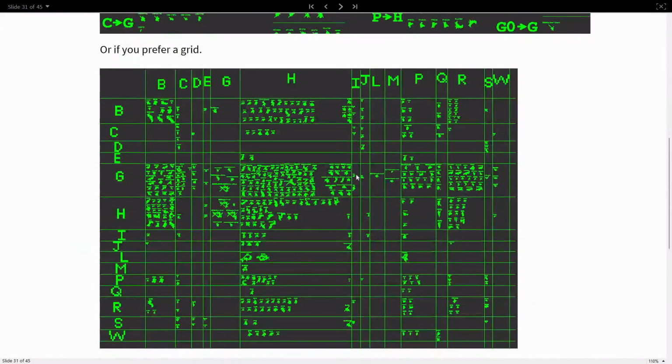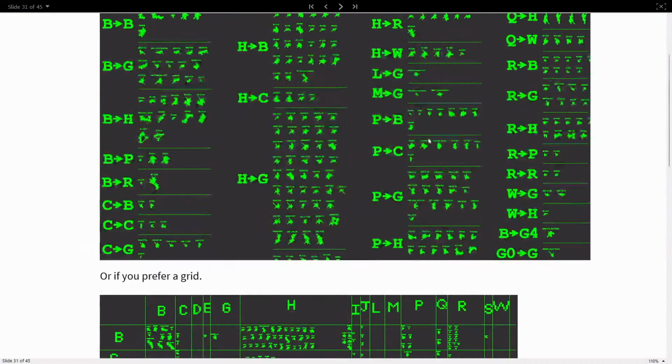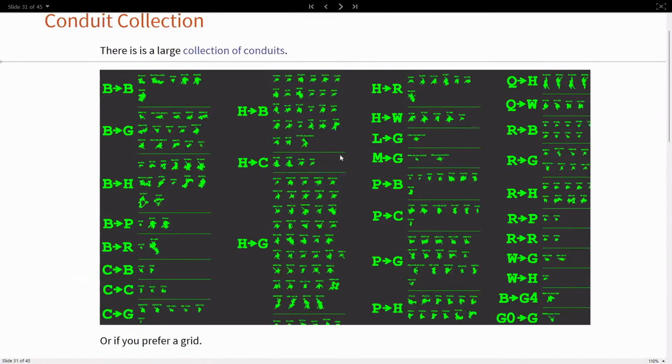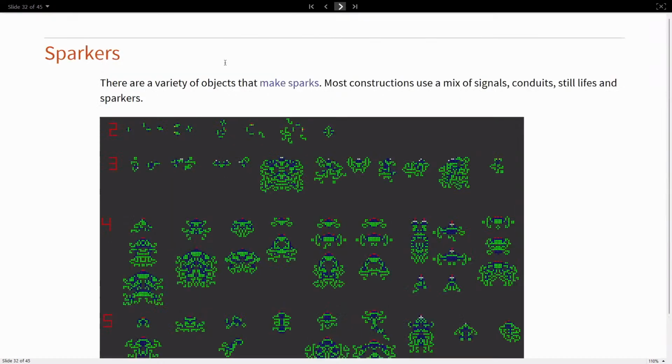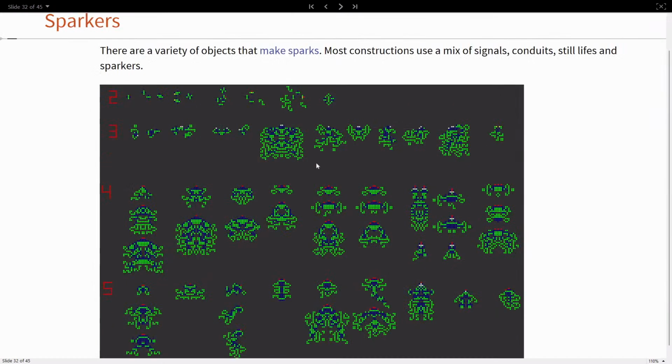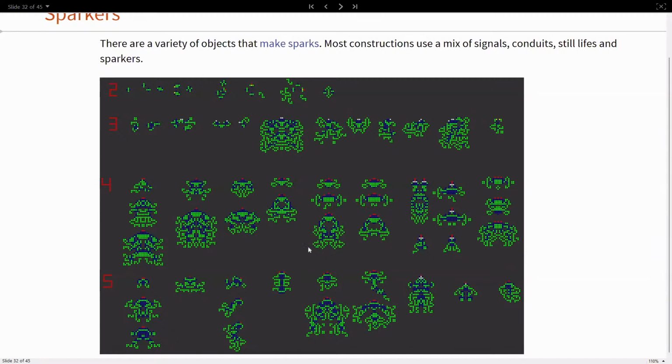So here's a grid of the sparkers. Both of these are available at the Life Wiki site, and I showed some of these magnifications of what's in the grid. For example, this particular circuit here will take a Herschel here and move it to this location. And there's about 1,000 of these circuits known. And I showed the sparker just now. Here's some of these sparkers of smaller period.